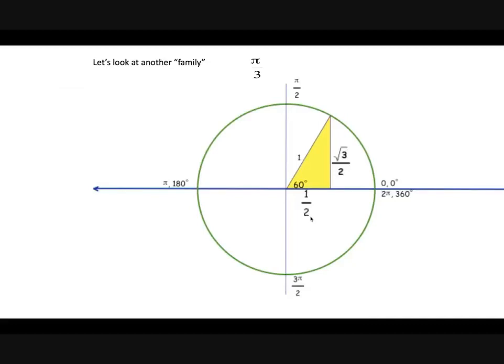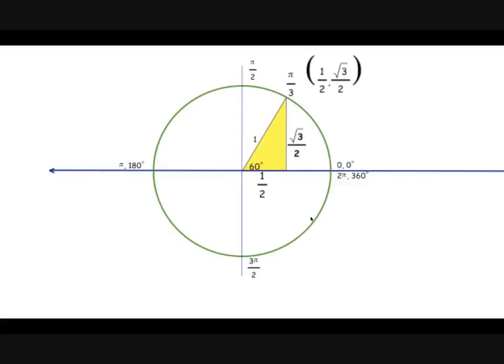So now, what is the new coordinate? Well, it would be 1/2, comma, square root of 3 over 2. And the radian measure for that would be pi divided by 3. Because this is 60 degrees, you can think of pi as being the same as 180. So 180 divided by 3 is 60 degrees. So now let's reflect that over the y-axis.